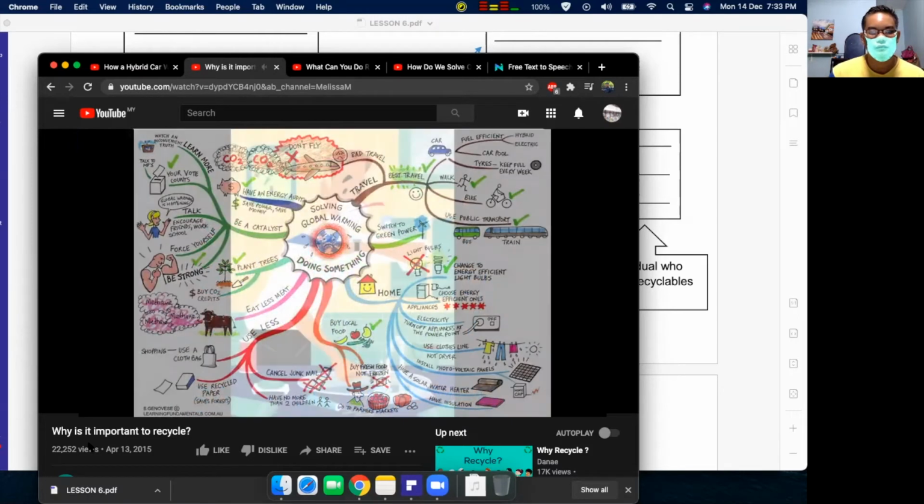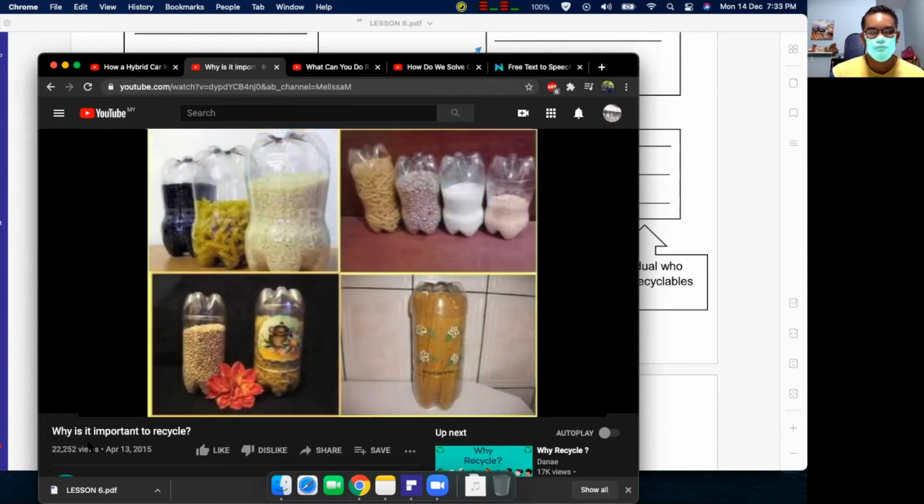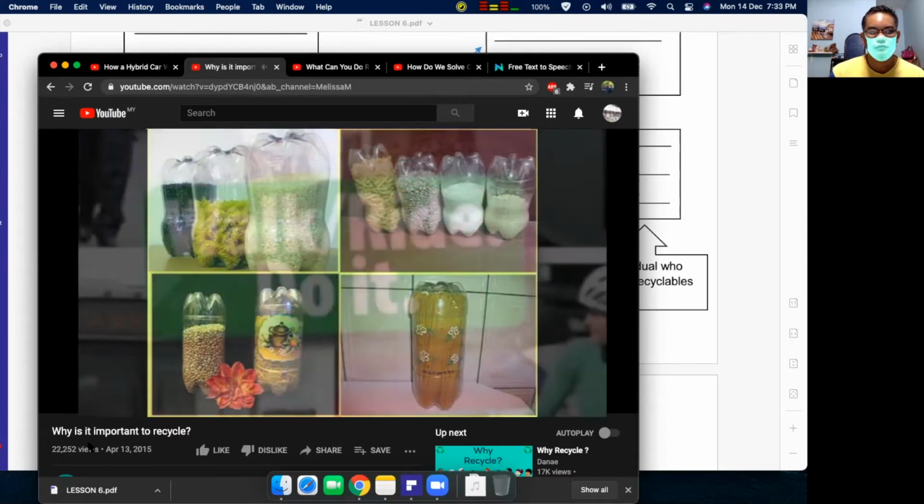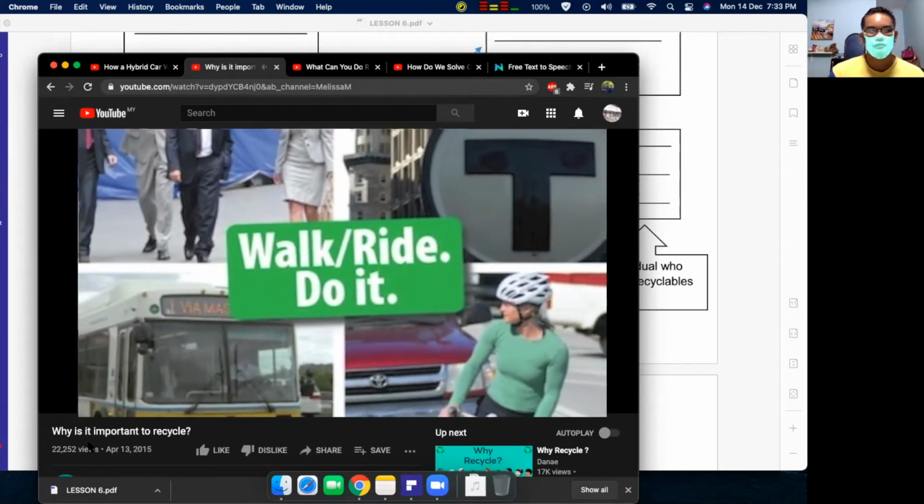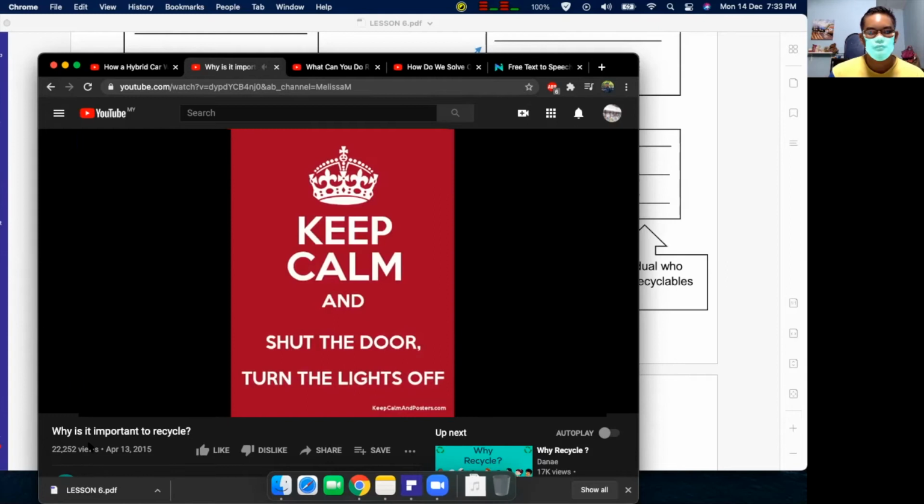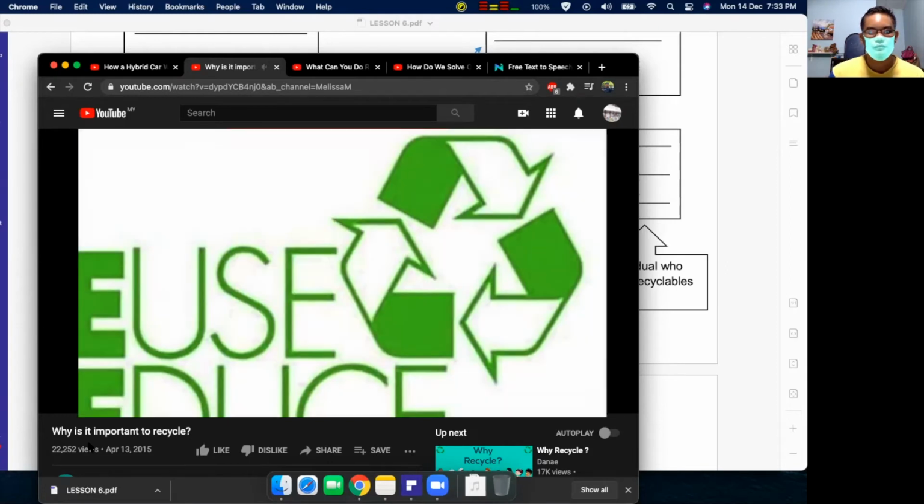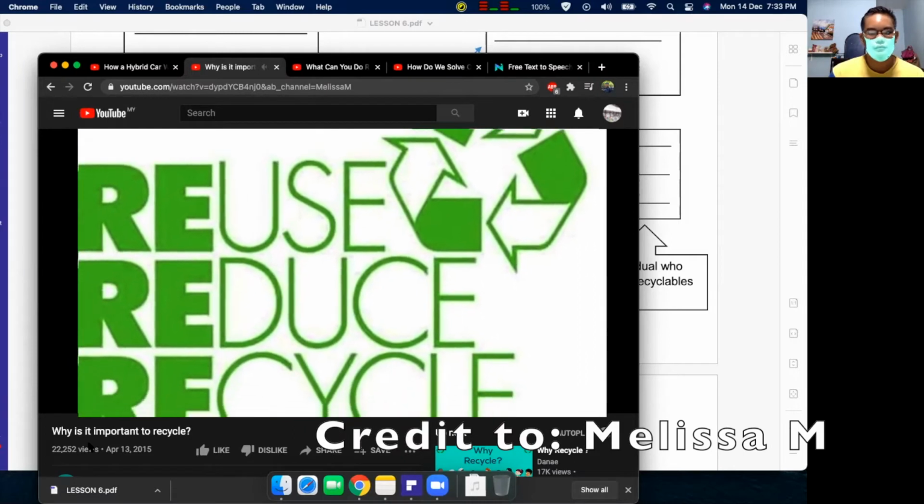We can help by shutting the water when we brush our teeth, think about reusing certain products before throwing them out, carpool, walk, or use public transportation whenever possible. Use less paper and don't print everything. And shut the lights when you're not using them. These are only a few ways that we can begin to reduce, reuse, and recycle.